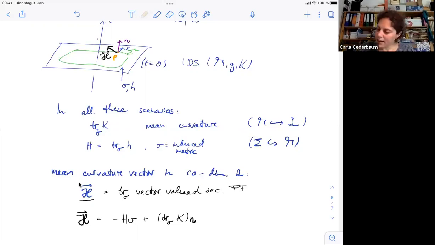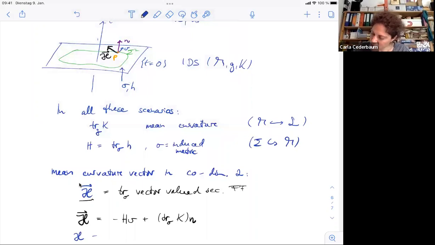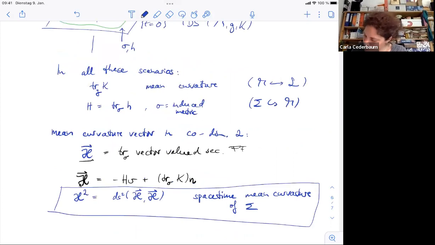And another thing we're going to use tomorrow is this scalar quantity, which is the squared length of H. Okay, so this is what we call the space-time mean curvature of sigma, and this is squared. This is a term that's going to be important tomorrow. Any questions?